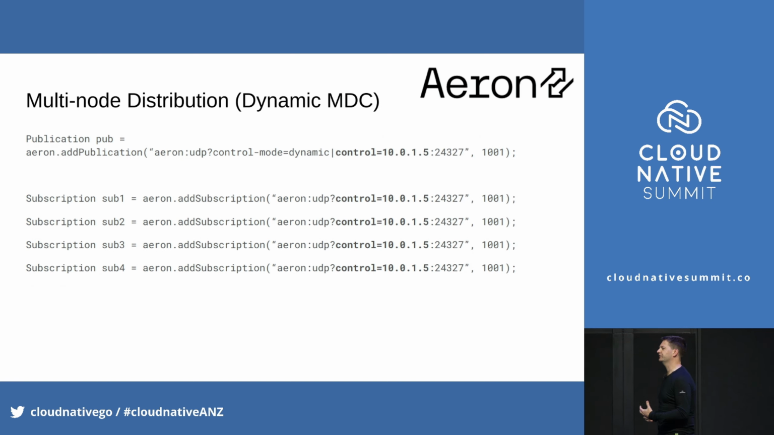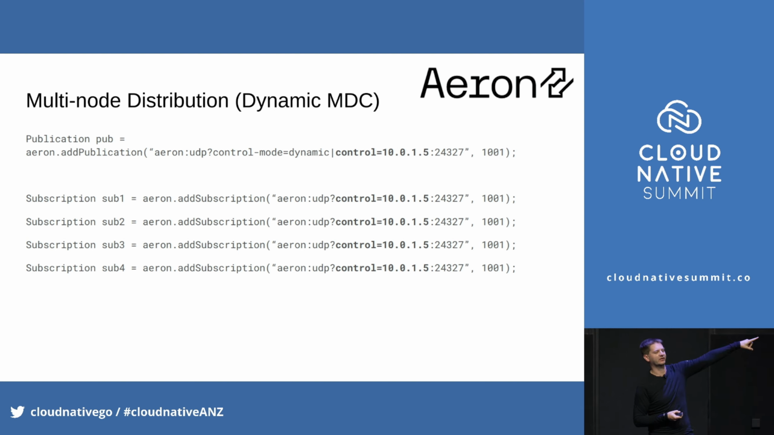Often what we really want is the ability for subscribers themselves to decide whether they're interested or not. So that gave us the ability to add what we call dynamic MDC. So this is where we set, in this case, control mode dynamic, and we specify a control address. You notice it's not an endpoint address, it's a control address. This is for messages back to a publisher. And then our subscriptions can just specify that control address themselves.